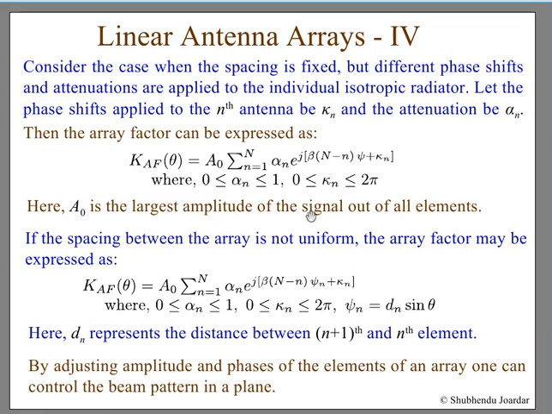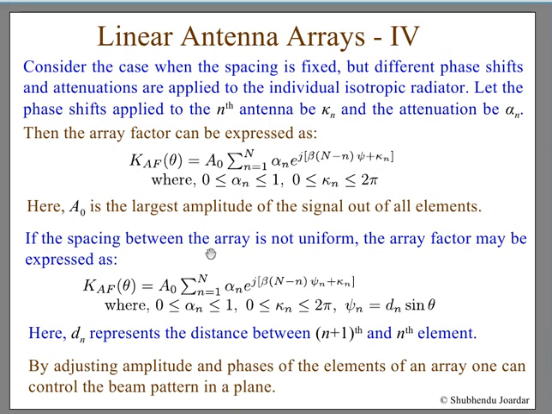A0 is the largest amplitude of the signal out of all elements. So A0 multiplied by alpha will scale the attenuation, and then the phase will be multiplied by e to the power j something. This kn is playing a role here.